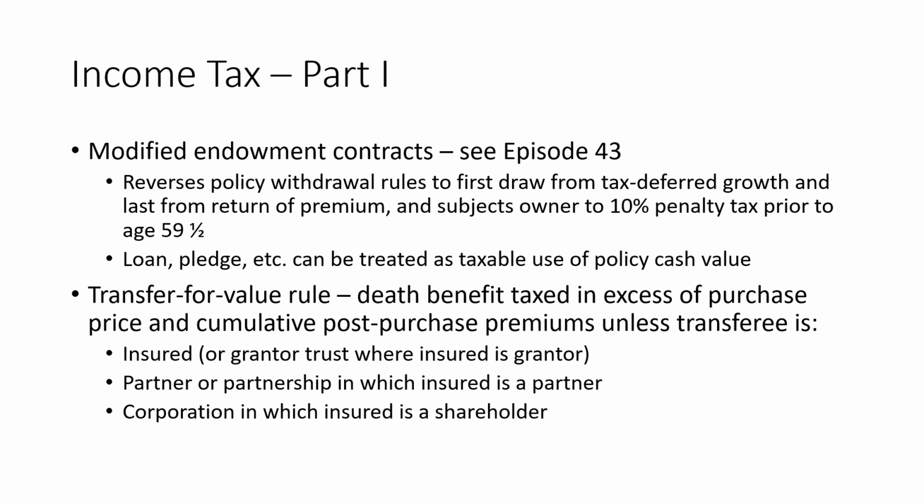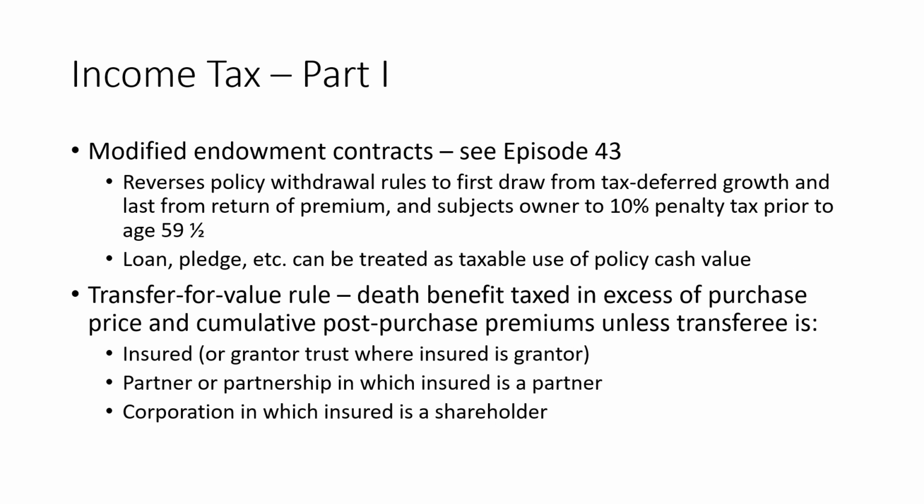And really what the significance of the modified endowment contract status is that it reverses the policy cash value withdrawal rules so that it will be a first draw from tax deferred growth and last from return of premium. If you don't have a modified endowment contract, that's reversed. You usually get a return of premium first before dipping into cash value.